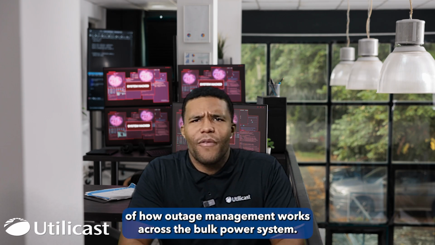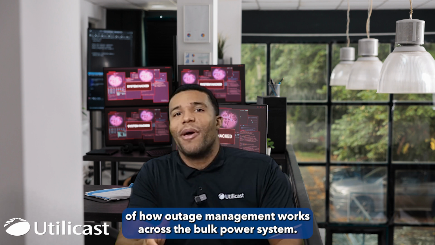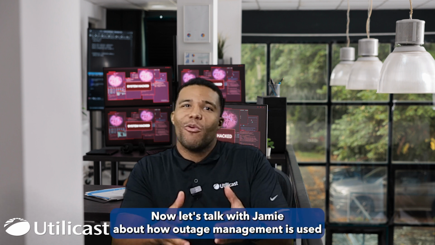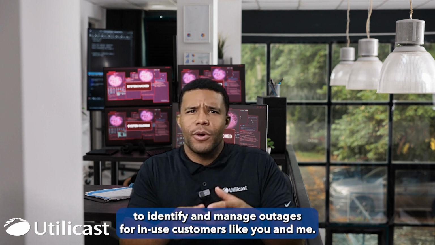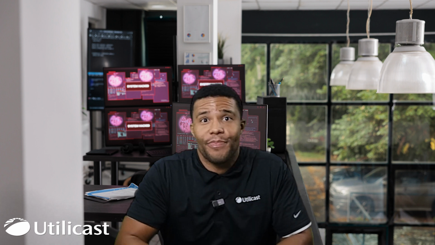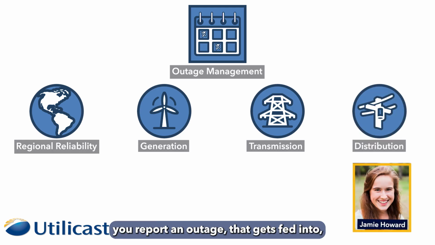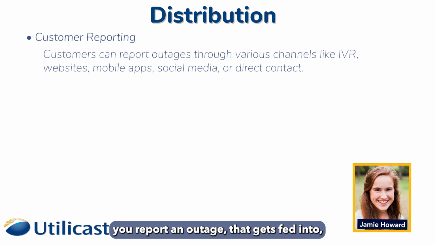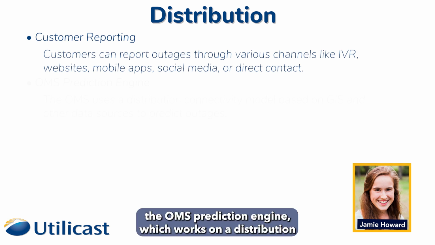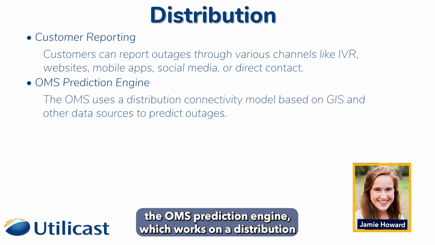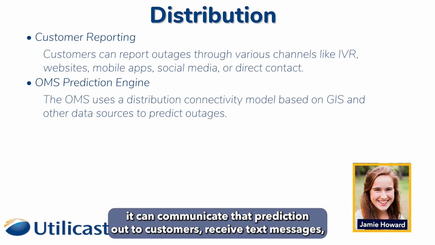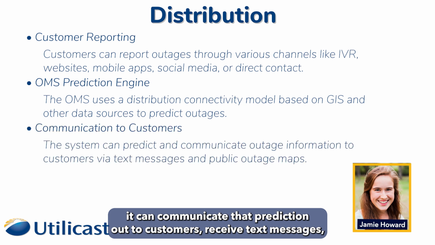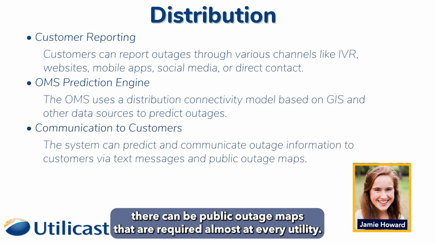Thanks, Adam, for that overview of how outage management works across the bulk power system. Now, let's talk with Jamie about how outage management is used to identify and manage outages for end-use customers like you and me. If you're a customer and you report an outage, that gets fed into the OMS prediction engine, which works on a distribution connectivity model. It predicts where your outage is. It can communicate that prediction out to customers, who receive text messages. There can be public outage maps that are required almost at every utility.